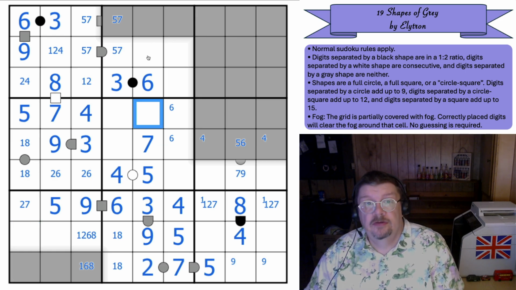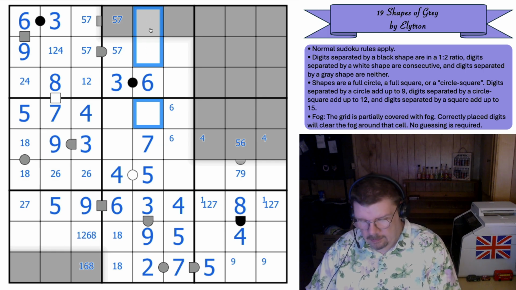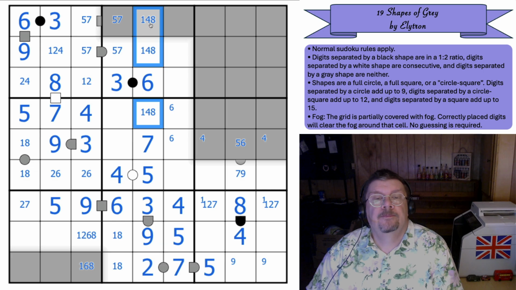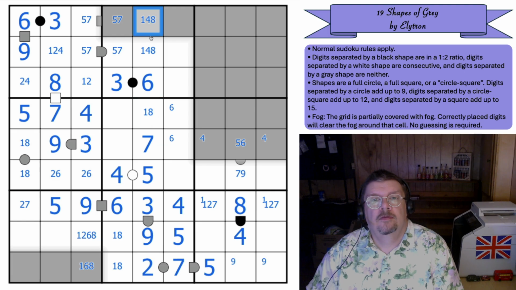Right, these 3 digits are 1, 4, and 8. And that's not 4. So 4 is one of those two. Okay, is there something that I am missing?